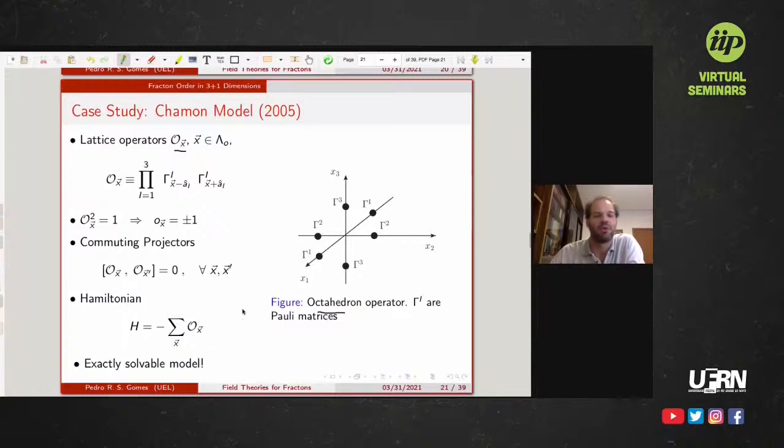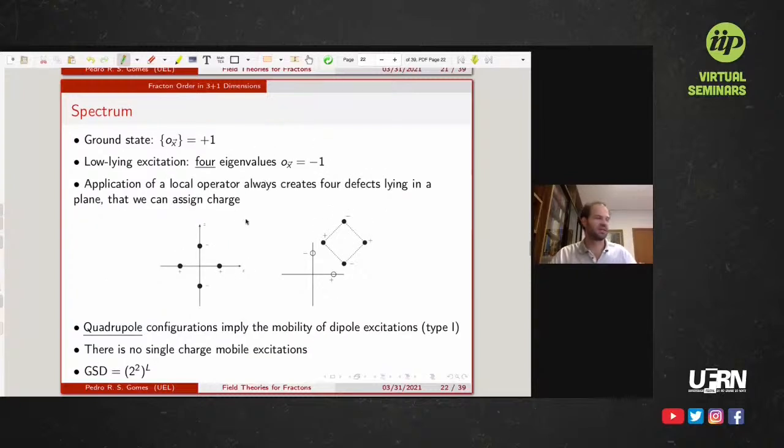And in principle, we can construct the spectrum. So let's understand the form of the spectrum. Right? Let's start with the ground state. The ground state corresponds to the situation where all the eigenvalues are plus 1. And above this ground state, we can construct excitations, and the low-lying excitation corresponds to 4 eigenvalues with value minus 1.